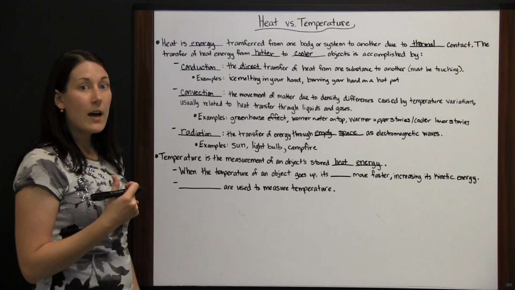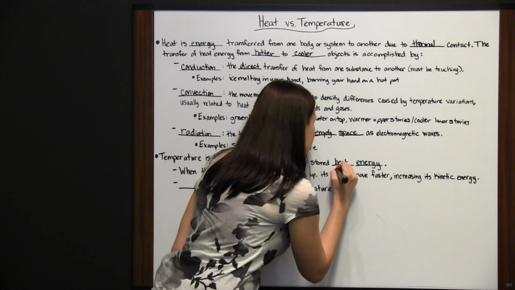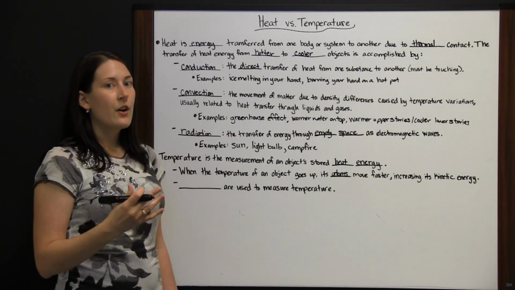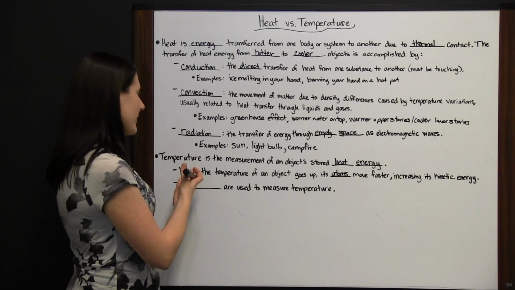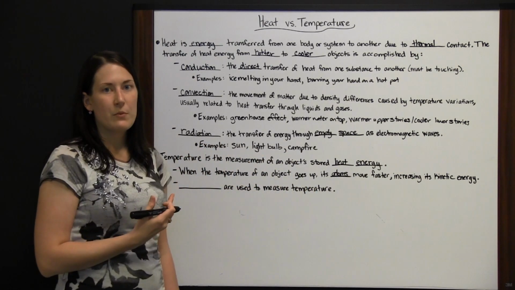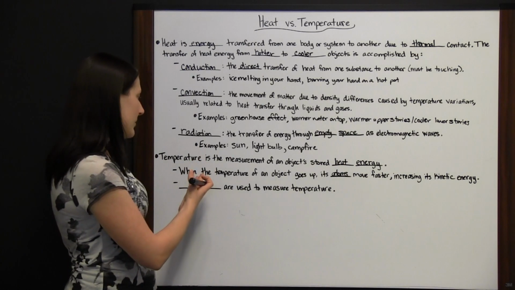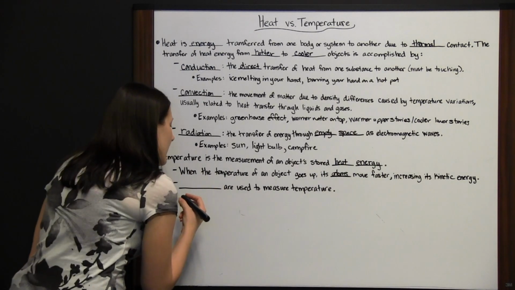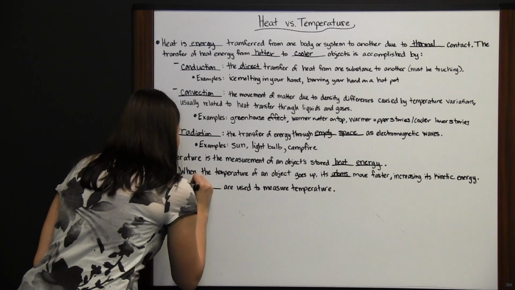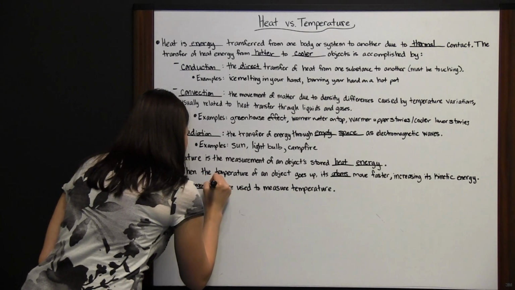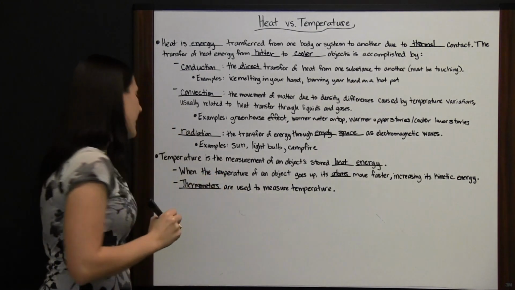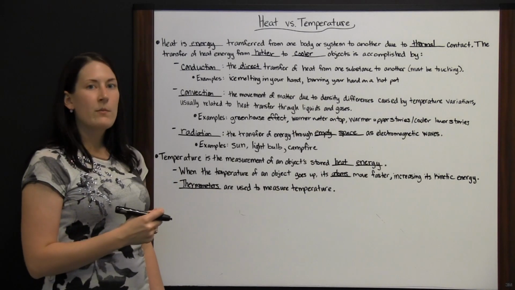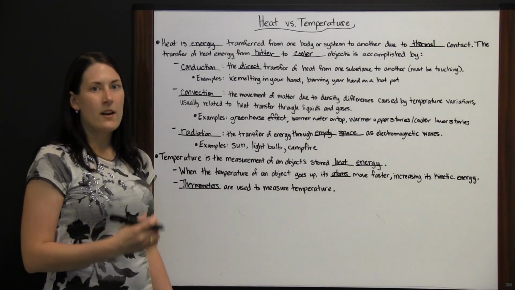When the temperature of an object goes up, its atoms move faster, and that increases its kinetic energy. So warmer items are going to have a higher temperature and therefore more heat energy stored within them. Cooler items have a lower temperature and they're going to have less heat energy stored within them. And we use thermometers to measure temperature. So, heat is energy transferred from one body to another. Temperature is the measurement of how much stored heat energy is in an object.